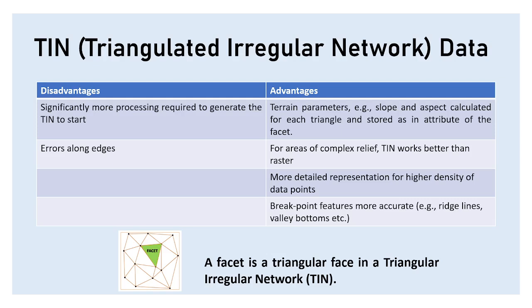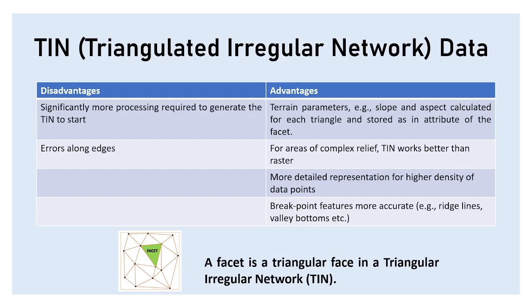Then the disadvantages and advantages of the TIN data were discussed. The disadvantage is that it requires a lot more processing to generate the TIN to even start. For elevation data, the processing is a little more when compared to the other two data sets. And errors can happen along the edges if it is not very well accounted for.